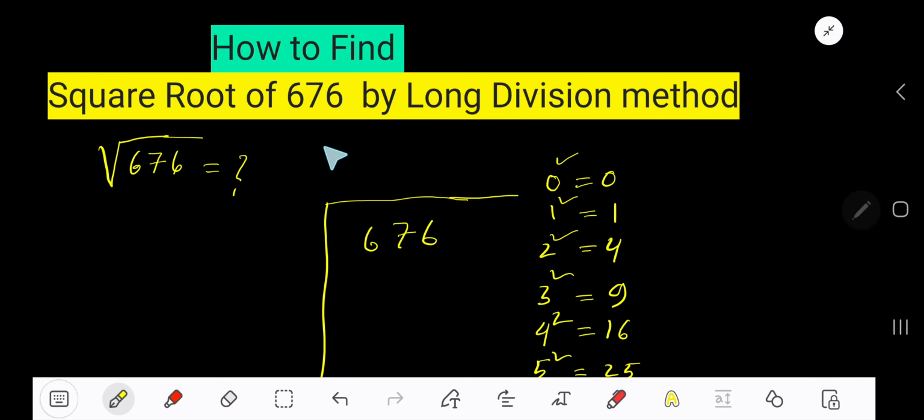How to find the square root of 676 by long division method. First, make pairs from right-hand side to left-hand side. This is your first pair, this is your second pair.